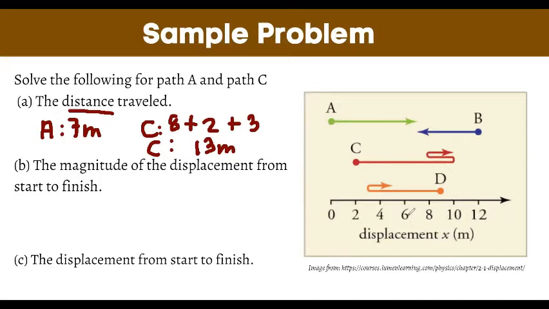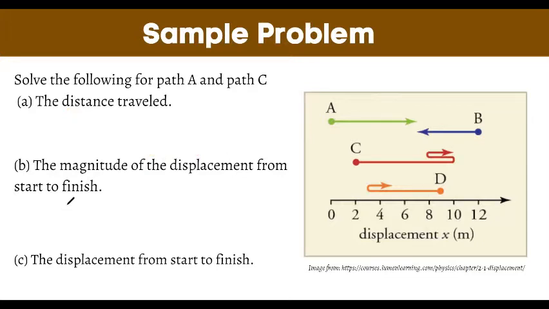Okay, so now, what is the magnitude of the displacement? So we're talking about displacement here. So we can say that the displacement of your path A is equal to the final, which is 7 meters, minus the initial, which is 0 meters, which will give us 7 meters. For path C.